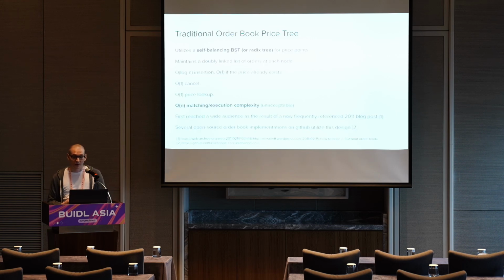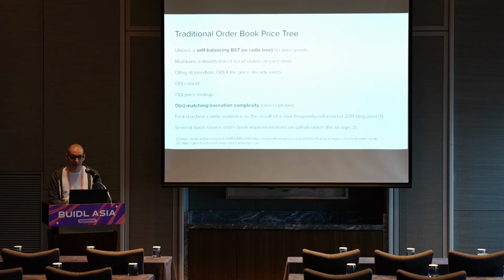So the traditional order book, and this was covered in our SBC talk, but basically the traditional way to write an order book is like this. You use a self-balancing binary search tree or a radix tree. Usually it's a red-black tree for price points. Every node in this tree is a price, and then at each node, there's a linked list of orders. So it has some decent properties: there's log n insertion, O(1) if the price already exists, O(1) cancel, O(1) price lookup.